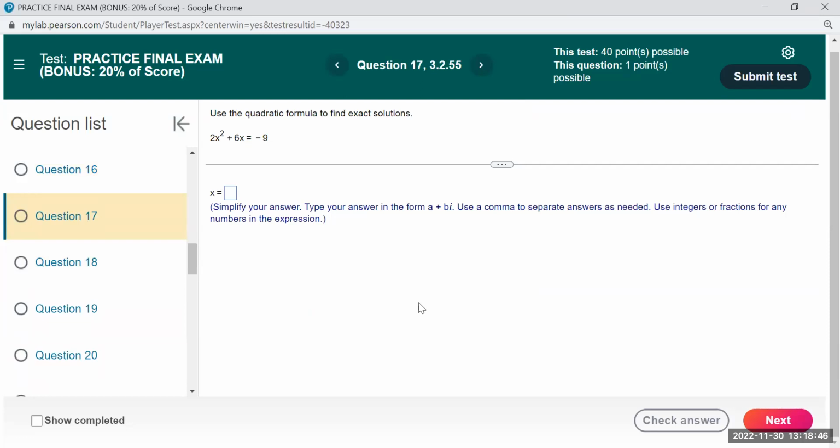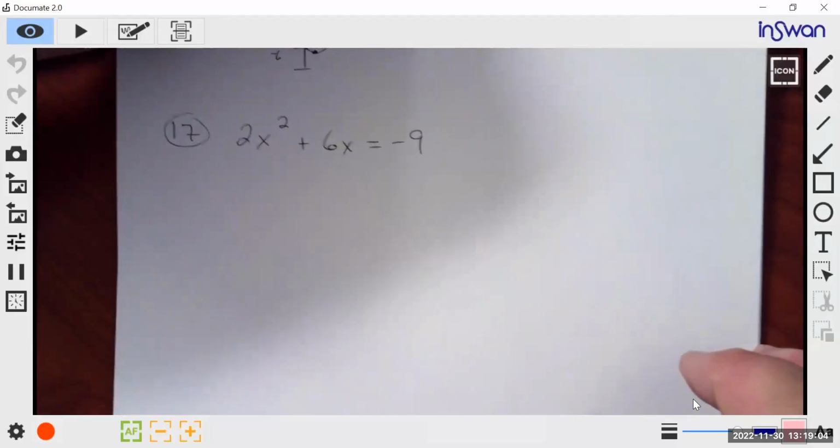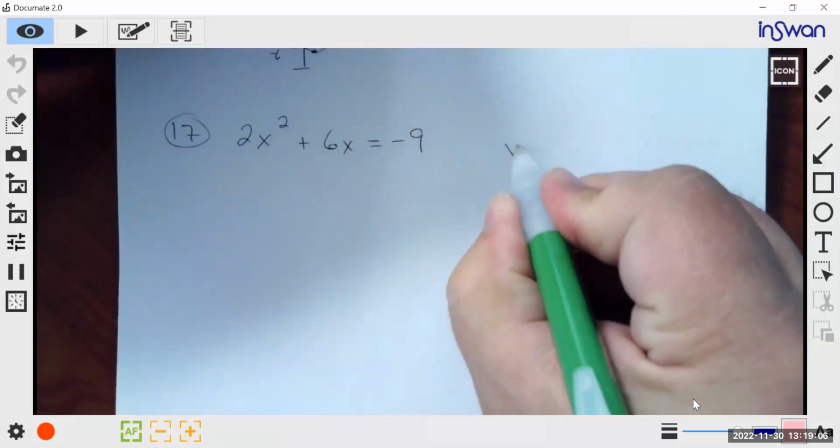Use the quadratic formula. 2x squared plus 6x equals -9. It said use the quadratic formula.